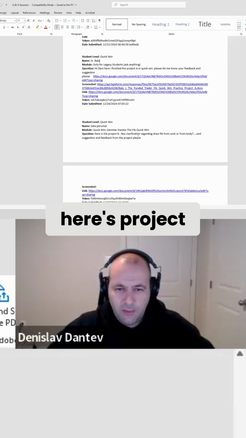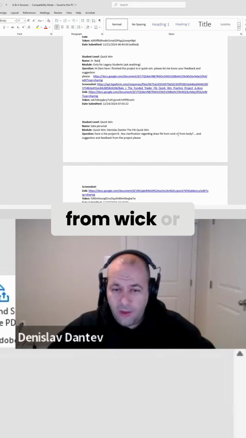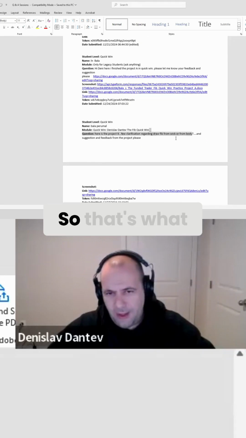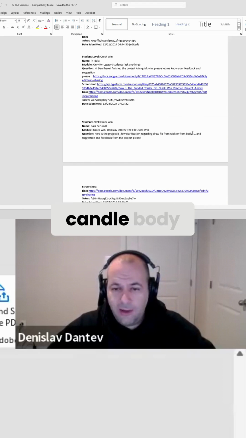So here's project B as well. A few clarifications regarding fibs, how to draw them from the wick or from the body. So that's what we were talking about earlier. Ideally, always from the candle body, so from where the candle closes.